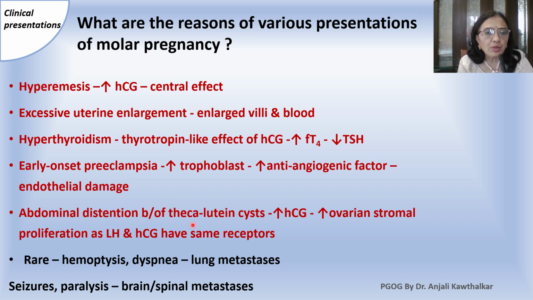Abdominal distension is because of theca lutein cysts. Theca lutein cysts are formed because raised hCG leads to excessive ovarian stromal proliferation, because LH and hCG have the same receptors. So stromal proliferation leads to formation of these theca lutein cysts.